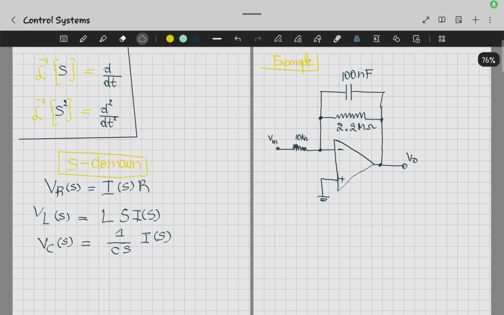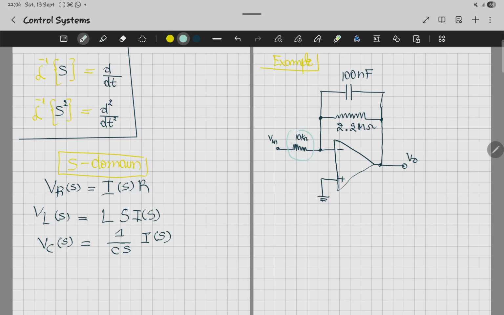So now we got this example. We need to solve this using the principle that we need first to find the transfer function and then solve for v out. This is one example where we can apply what we just learned. Okay, so let's see.